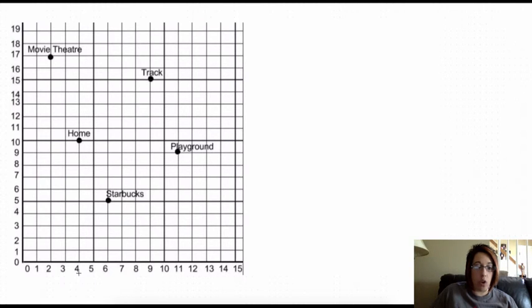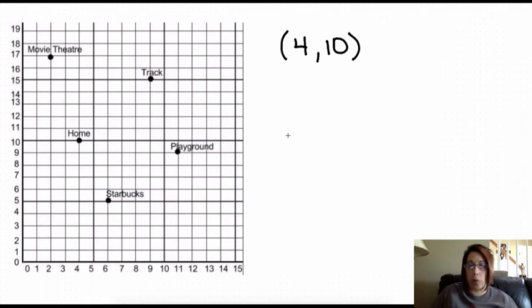Home is over 4 up 10. So 4, 10 would be our ordered pair or coordinate to describe home. Starbucks is over 6 up 5. So the coordinate to describe Starbucks would be 6, 5.